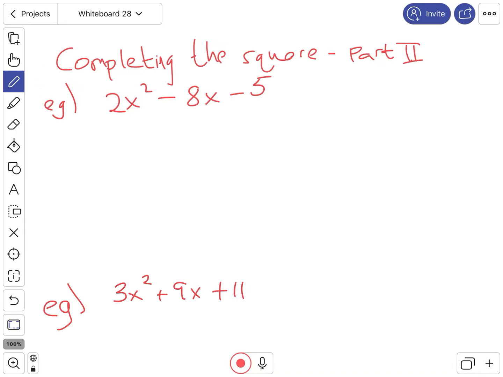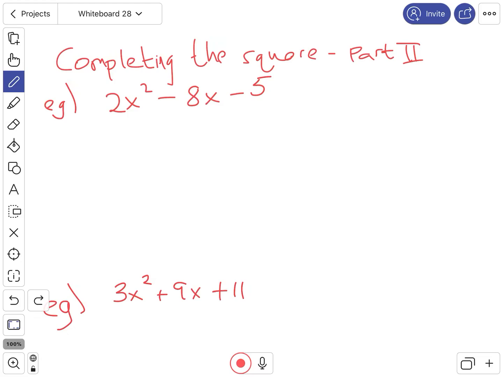We're going to take a look then at the second type of completing the square. The only difference between this one and the one that we've looked at before is the number in front of the x squared, the coefficient of the x squared. It makes it a little bit more difficult when there's a number there. So what we have to do first is take that out. We have to get rid of the fact that it's there.